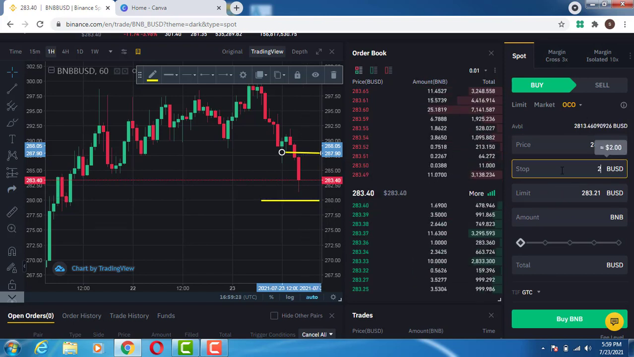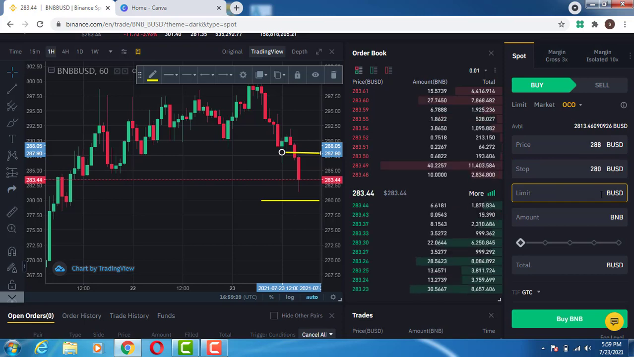Remember, these are analysis based. This should be based on your own analysis. And then this very limit order right here, I will use 278.